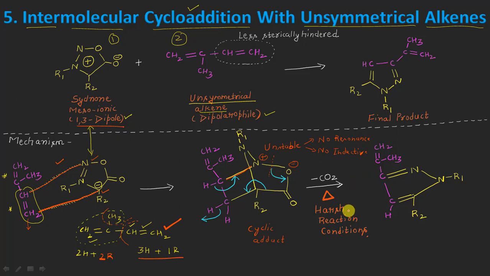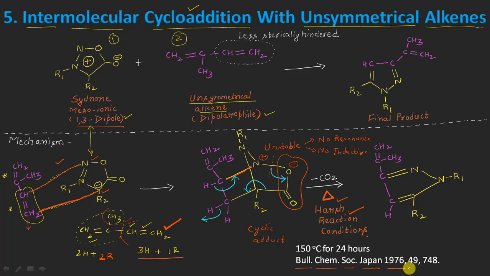But as you can see here, we are once again providing harsh reaction conditions and high temperatures for a long period of time. So the elimination of this molecule of CO2 will take place, and this research is mentioned in this paper, that is the Bulletin of the Chemical Society of Japan. 1976 is the year, 49 is the volume, and the page number is 748, right? So the conditions are mentioned here to be 150 degrees Celsius of heating for a prolonged period of time, that is 24 hours, right? So obviously, heating leads to decarboxylation, right?